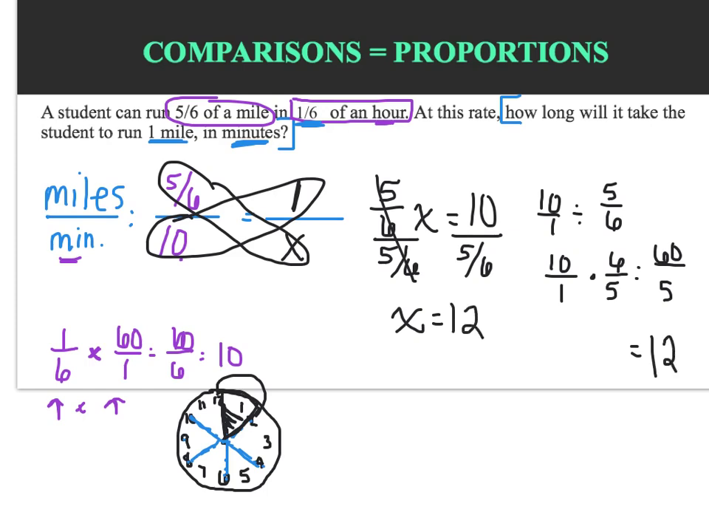So x equals 12, but I'm again always going to go back. What is 12? And I was looking for the minutes. So it will take the student 12 minutes to run 1 mile. Again, this is that type of problem where we need to be very careful for the units we're given and the units the question is asking us in. Raise your hand if you have a question.